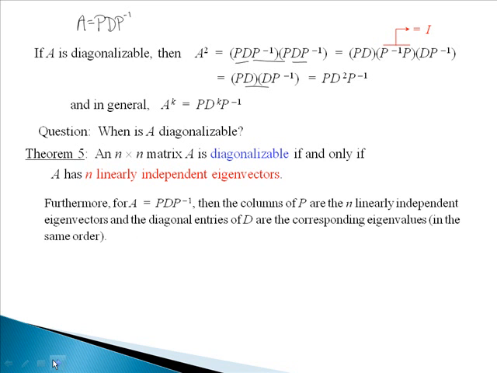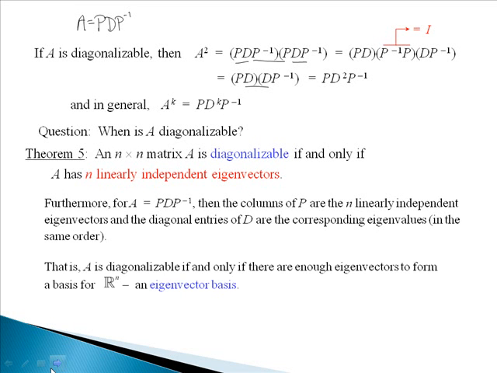Furthermore, for A equal to PD P inverse, the columns of our matrix P are the n linearly independent eigenvectors, and the diagonal entries of our matrix D are the corresponding eigenvalues in the same order. That is, A is diagonalizable if and only if there are enough eigenvectors to form a basis for R^n, and this happens to be an eigenvector basis.